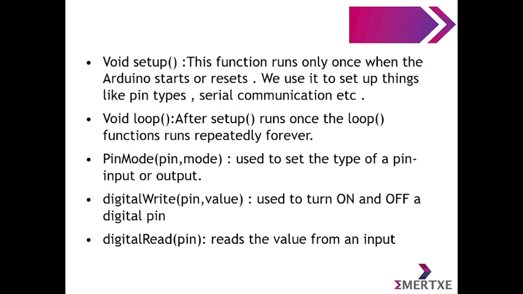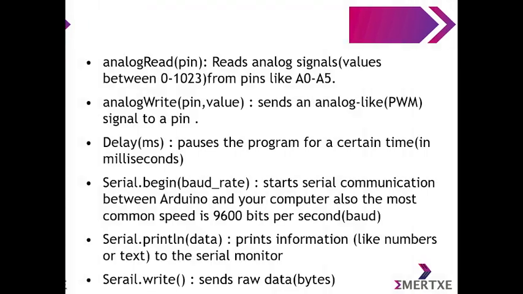Then digital write is similar, like we give the pin number but we also give the value, used to turn on and off a digital pin. Digital read takes just a pin because it needs to read the value from an input. Analog read reads analog signal values between 0 and 1023 from pins like A0 to A5. Analog write pin, value sends an analog, like pulse width modulation, signal to a pin. Delay, we use delay to pause the program for a certain time in milliseconds.